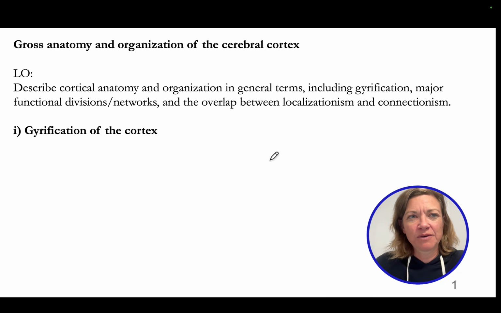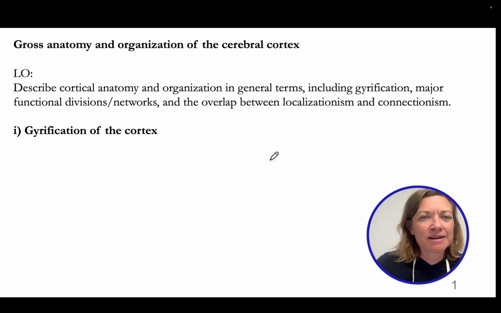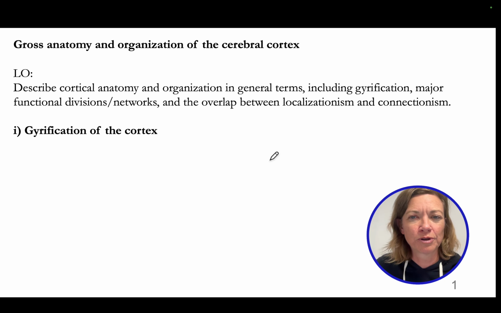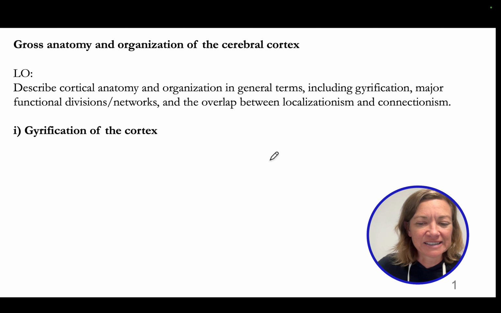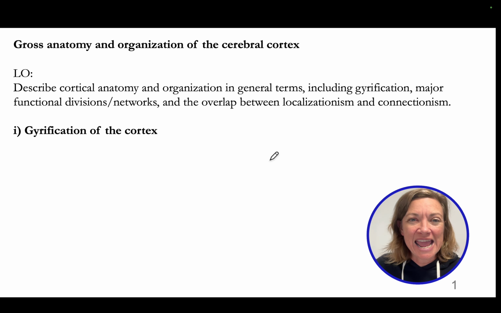Hello, I'm Dr. Leanne Raymer, and today we're going to talk about gross anatomy and organization of the cerebral cortex. So the cortex is divided up in all kinds of ways, functionally, anatomically, histologically, and we'll talk about some of those. We're going to start with a general principle about the cortex, namely its gyrification.